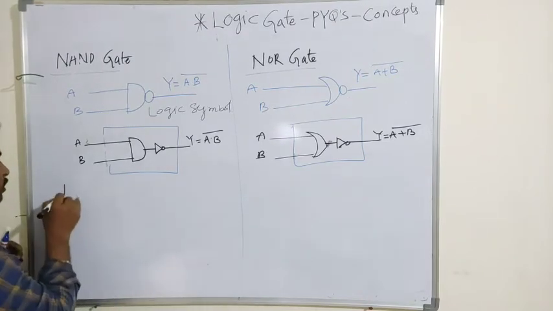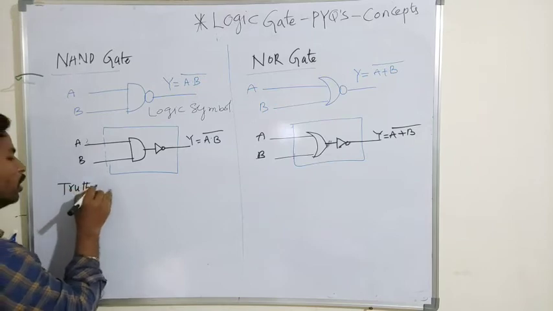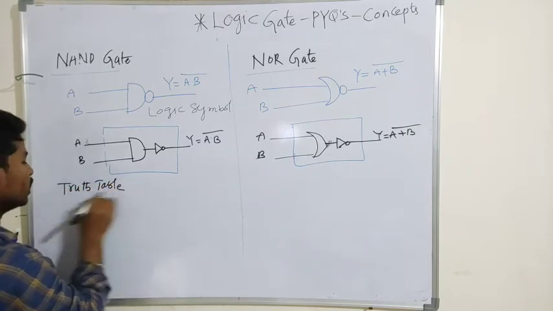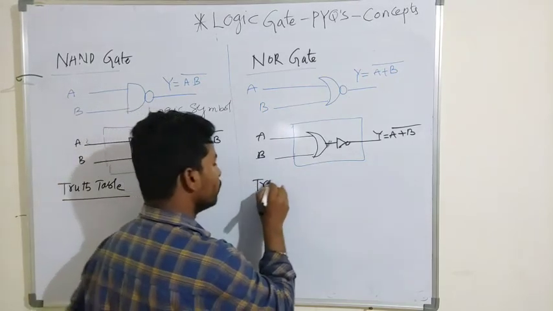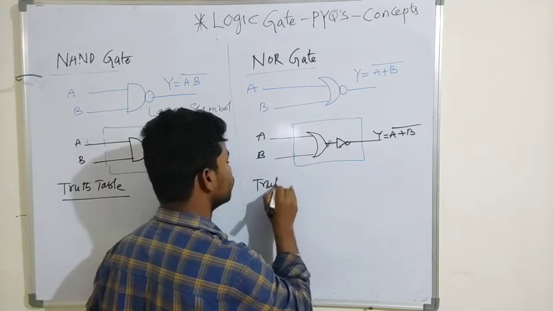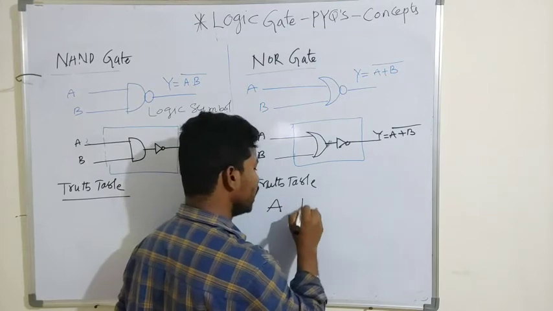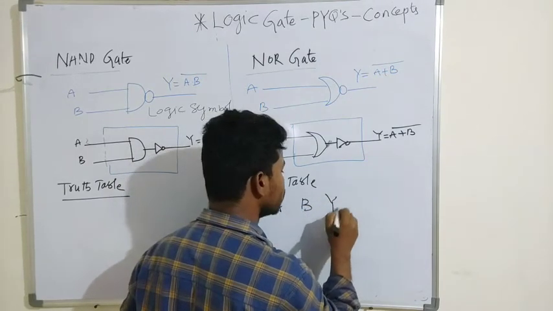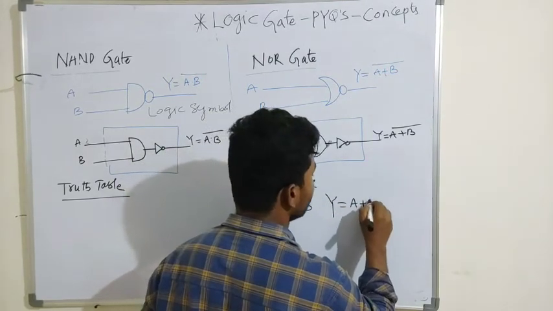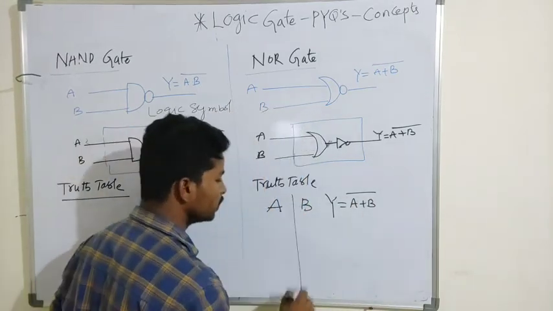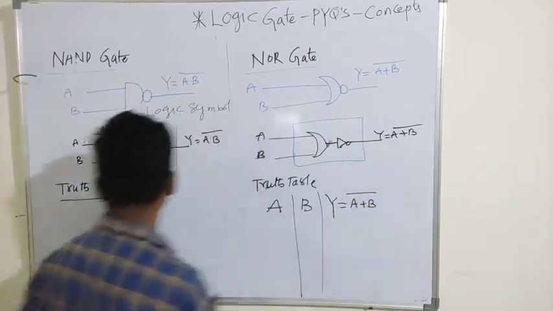So let's discuss the truth table, and we'll analyze the properties of the NAND gate and NOR gate truth tables. It will have A and B as inputs and Y as the output, where Y equals A plus B whole complement.